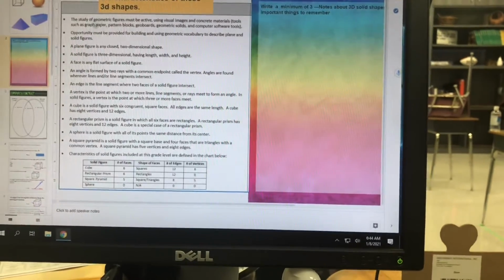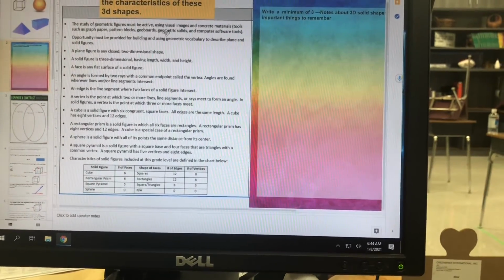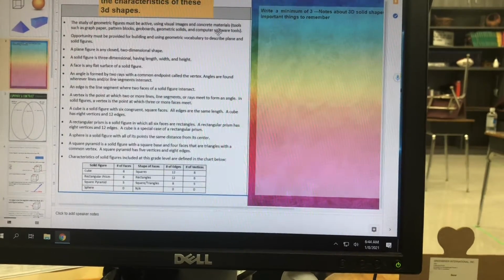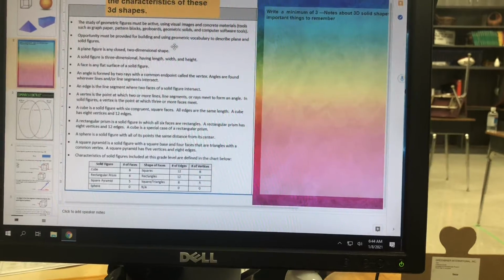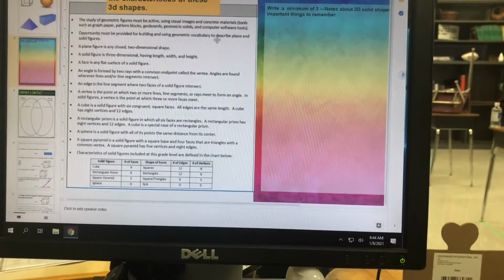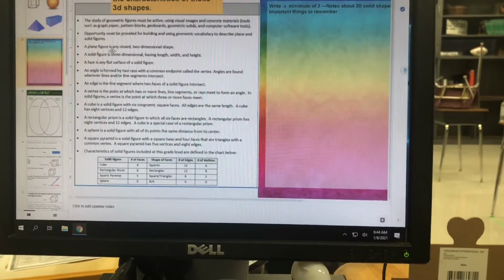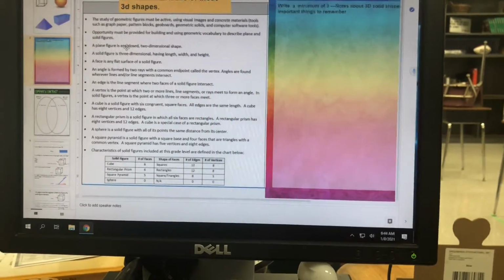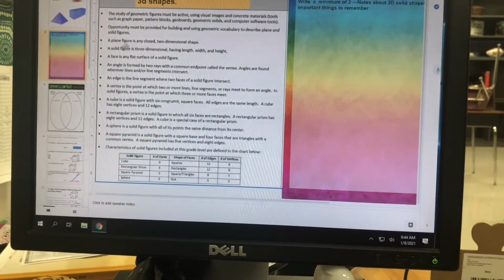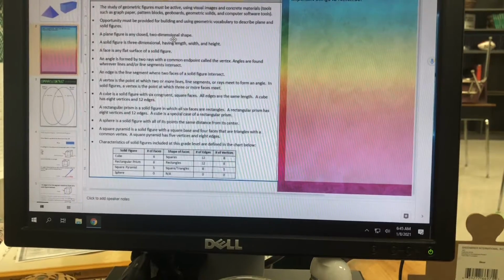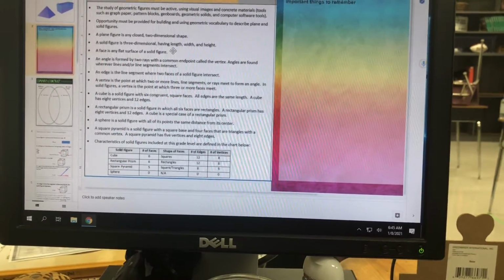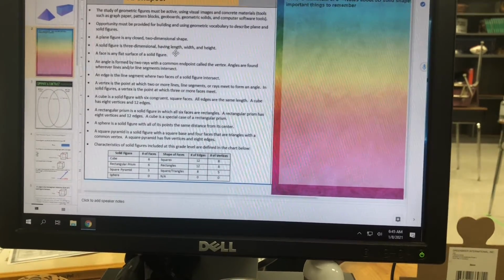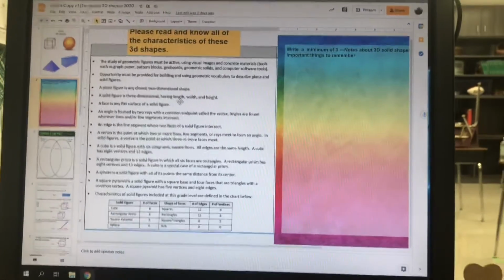So here we have the study of geometric figures must be active, using visual images and concrete materials. We need to have an opportunity to build our knowledge on the vocabulary of those plane figures and solid figures. So a plane figure is any closed 2-dimensional shape. A solid figure is a 3-dimensional shape that has length, width, and height.